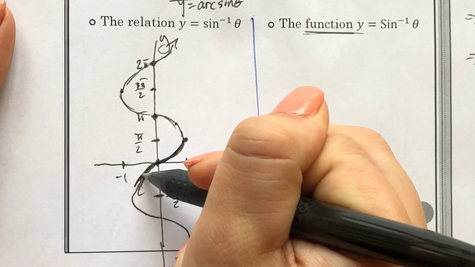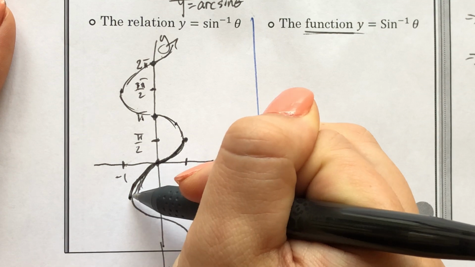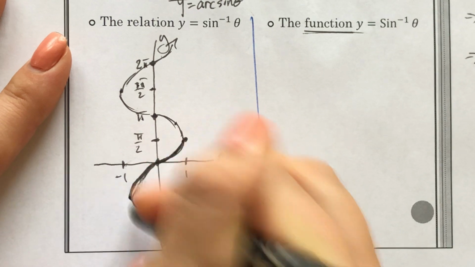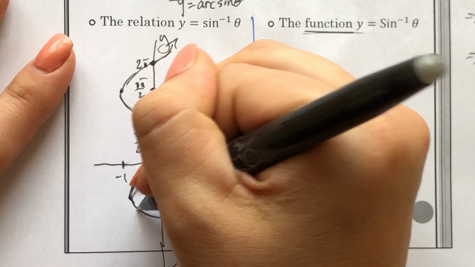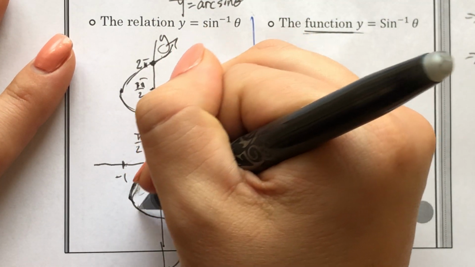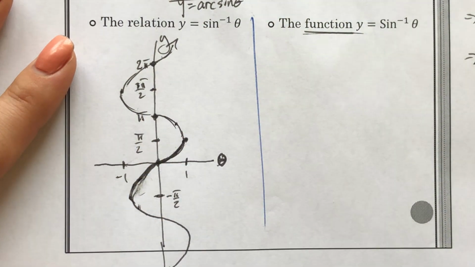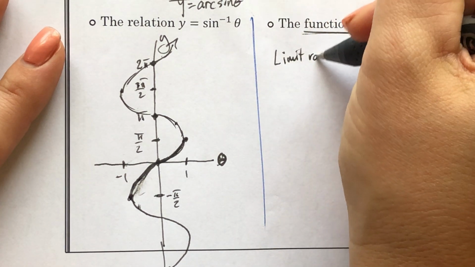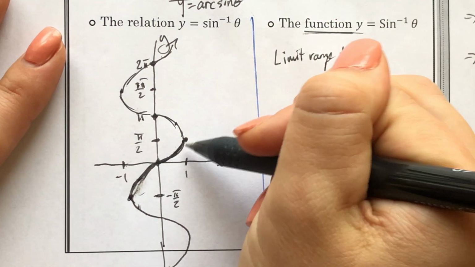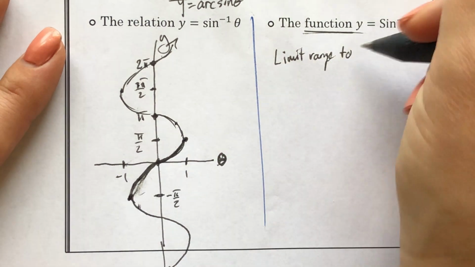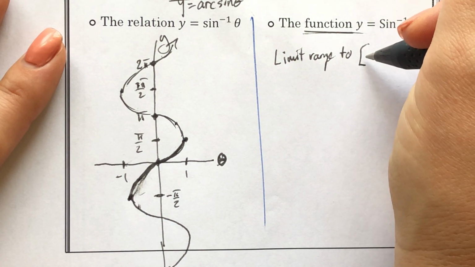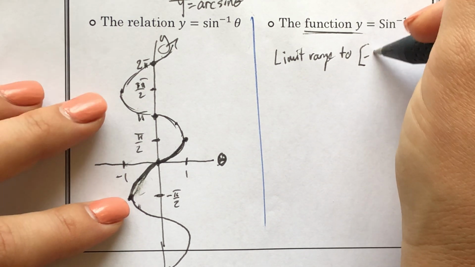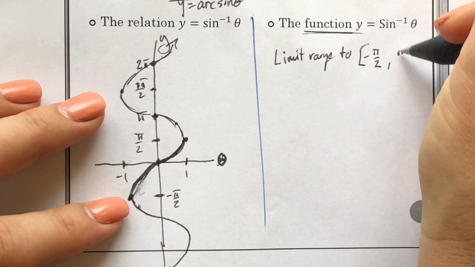No, not yet. Now if I keep going, see how this would have the same x value with 2 different y values, so that's a problem. So I'm going to limit the range, and I can include the endpoints, to negative pi over 2 to pi over 2.